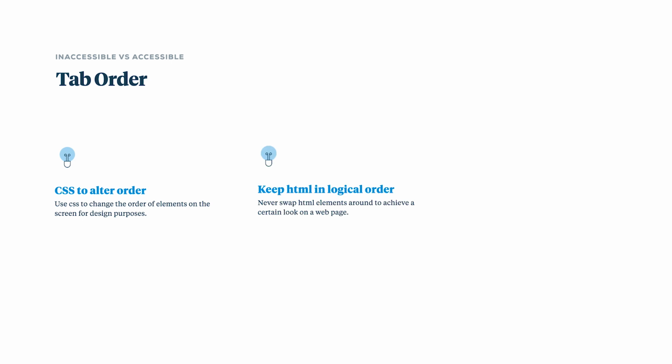So to summarize tab order, always use CSS to alter the order of things on the screen if it's purely for design purposes. You should never move HTML around in order to achieve a certain design. CSS once again. And last, if you have to move HTML around for whatever reason, you should always test with a screen reader to make sure that things are natural for them.